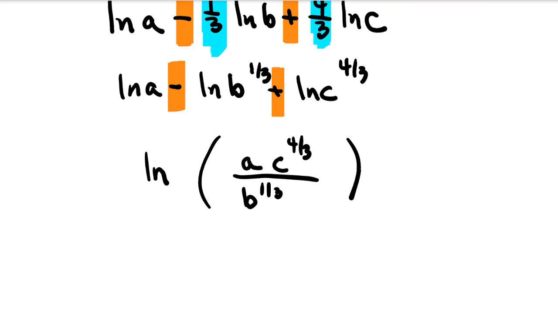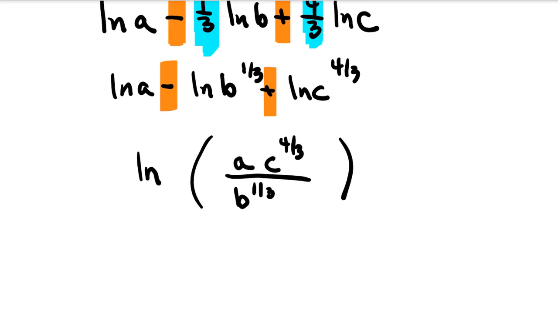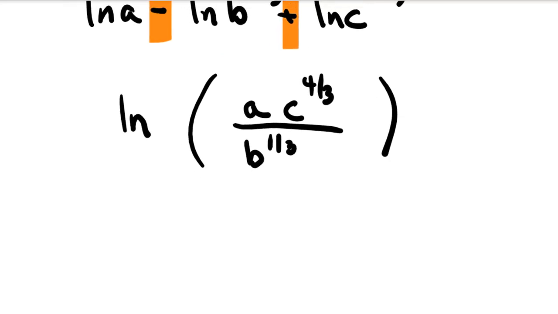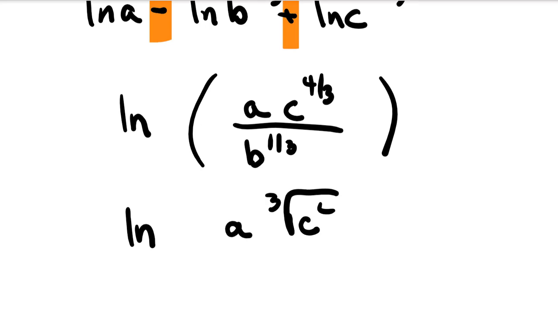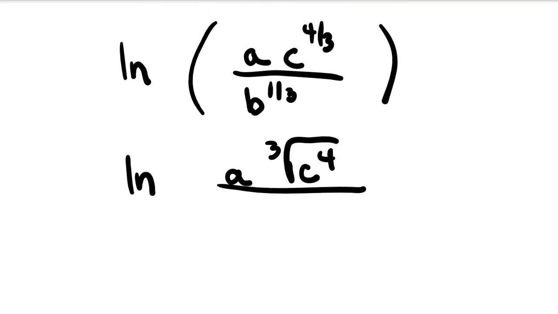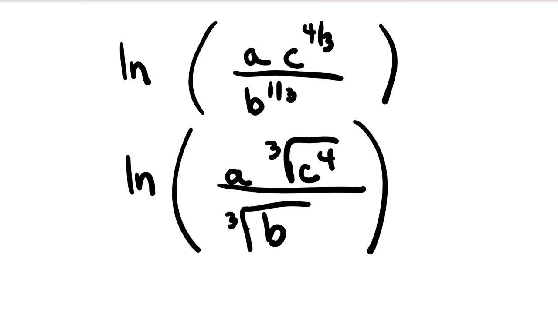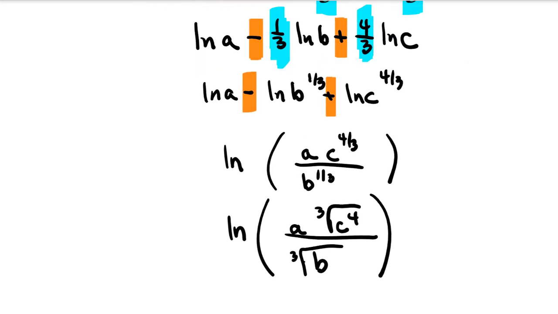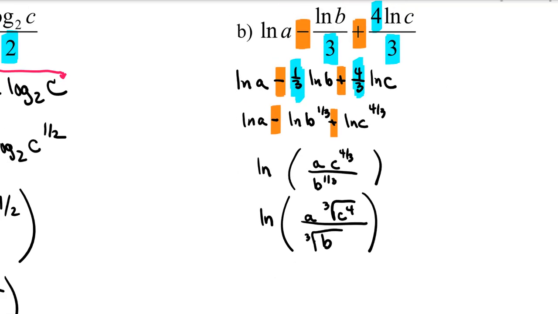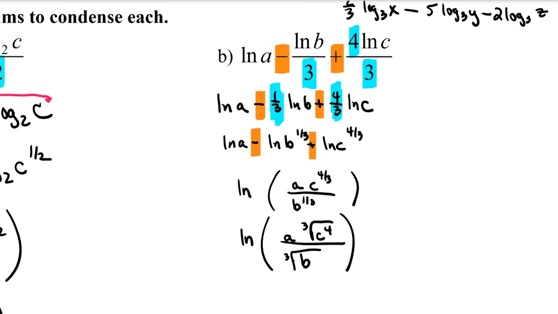Now again, one other way you may see this written is using the root. Whatever the denominator is in a fraction of an exponent is going to give you the root. So we could see that written as natural log of a times the cube root of c to the 4th power, all of that over b, and since that's just a 1/3 power, that means I'm going to have a cube root, and that's it. So you'd have a times the cube root of c to the 4th, all that over the cube root of b. And that would be the condensed version of everything we have there in problem B.